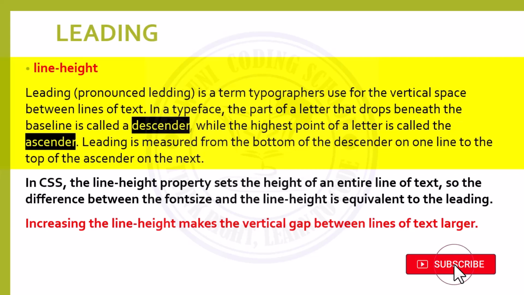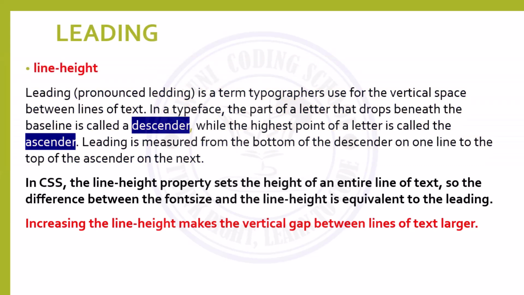The part of the letter that drops beneath the baseline is called the descender, while the highest point of the letter is called the ascender. Leading is measured from the bottom of the descender on one line to the top of the ascender on the next line. In CSS, the line height property sets the height of an entire line of text. So the difference between the font size and the line height is equivalent to the leading. Increasing the line height makes the vertical gap between the lines of text larger.